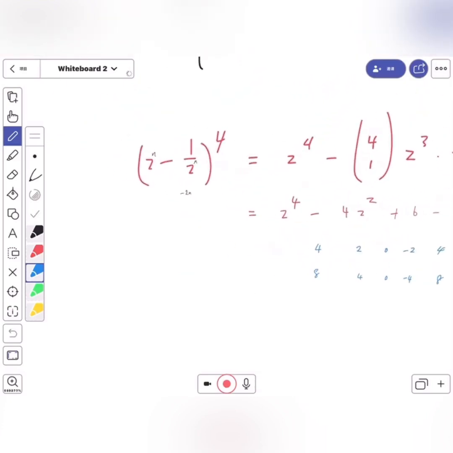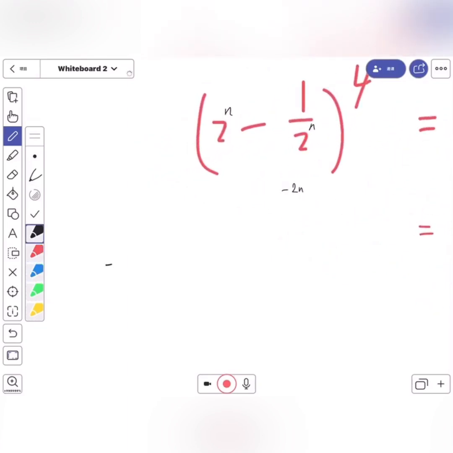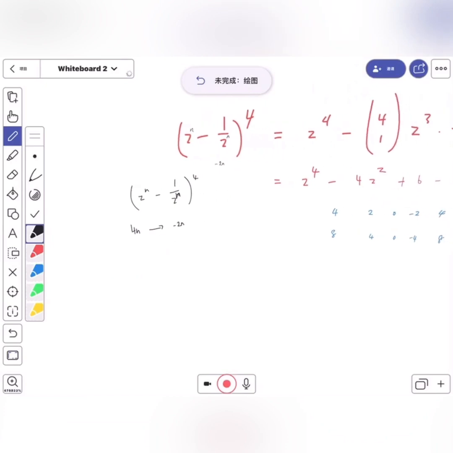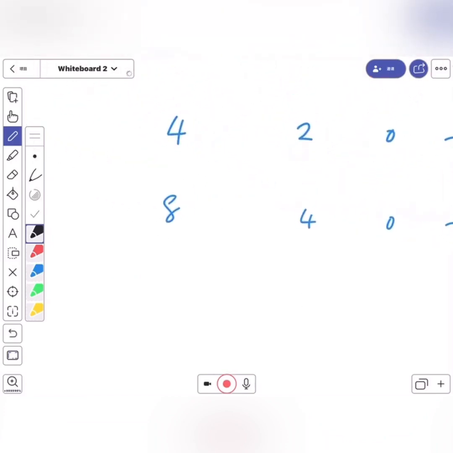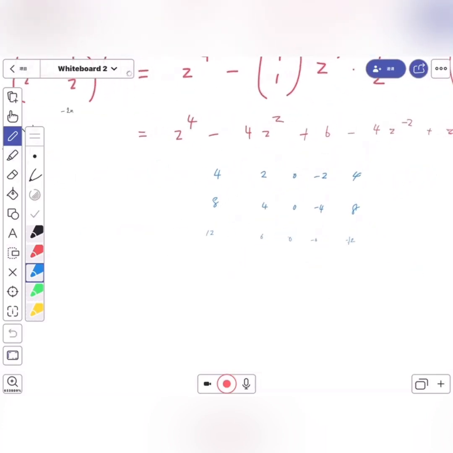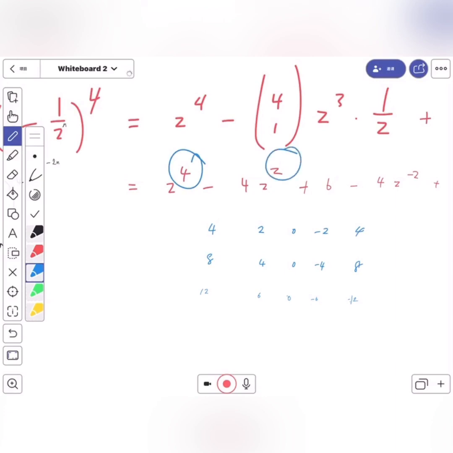This is since, if we have z to the n minus 1 over z to the n, to the 4th, then the maximum is gonna be 4n. But then we're gonna keep on subtracting 2n from it. So therefore, we know that the next series of terms are going to be 12, 6, 0, negative 6, and negative 12. These are just the series of the exponents right over here.